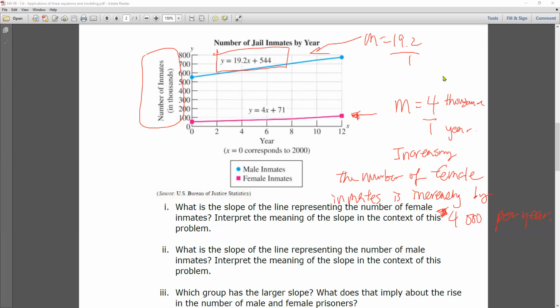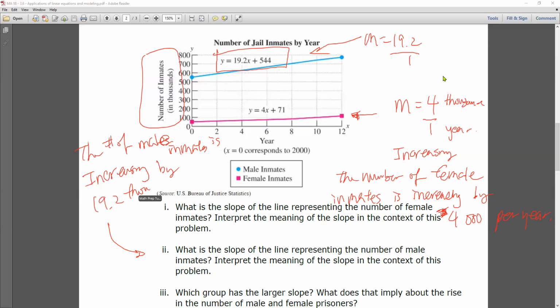This means the number of male inmates is increasing by 19.2 thousand per year. Okay, so again, interpretation isn't much needed. Now part 3, what group has the larger slope?